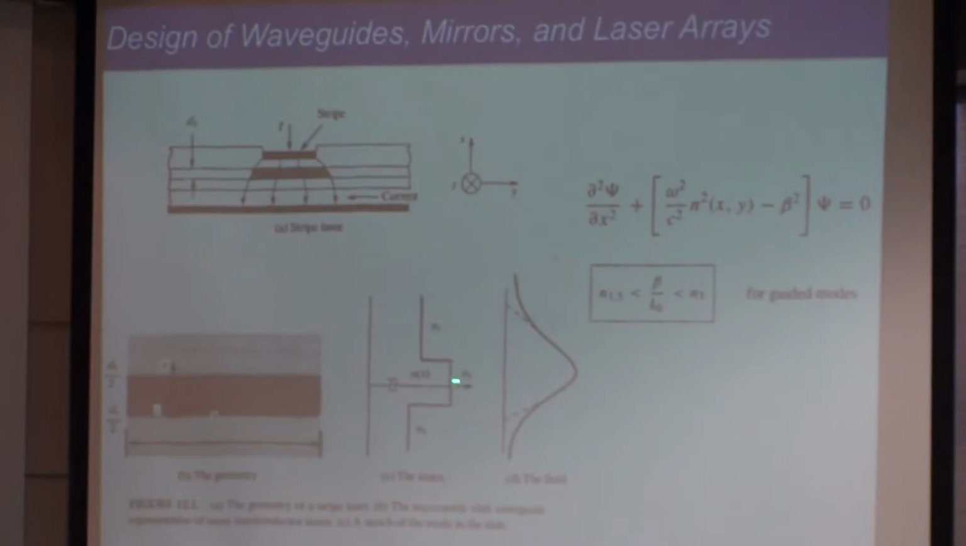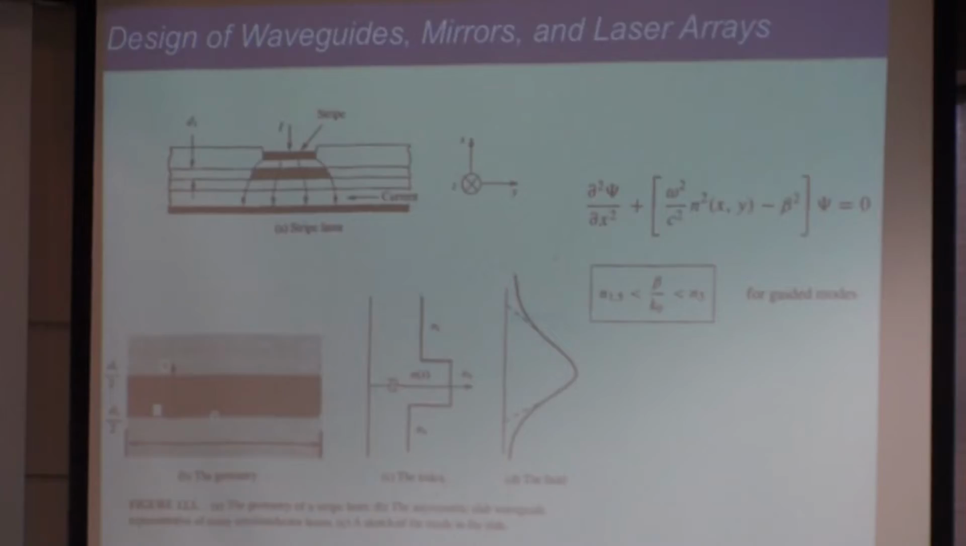Essentially, the light wants to be here, but then a part of it will leak out. There will be evanescent tails outside in the lower refractive index regions. We'll see that here it behaves as a sine. This is the electric field profile. The square of it is the intensity of light. So the electric field profile will go as a sine or a cosine, whereas outside it will be an exponentially decaying function.